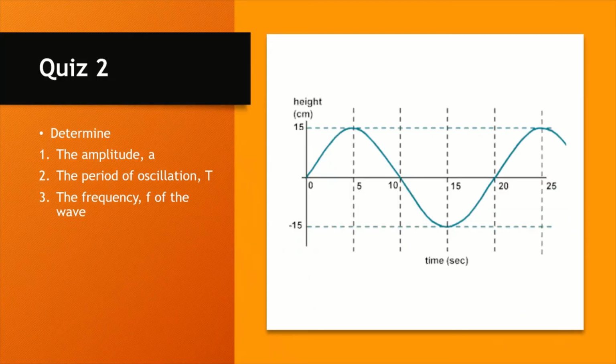Second quiz, look at this graph. This is a displacement against time graph. What is the amplitude? Very easy. Amplitude is 15 cm. Period: since this is a displacement against time graph, this is one complete oscillation, so the period is 20 seconds. And from the period, we can determine the frequency because frequency is equal to 1 over period. So the frequency will be 1 over 20 seconds, therefore 0.05 Hertz.